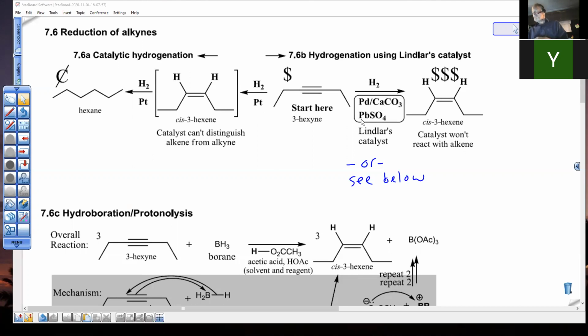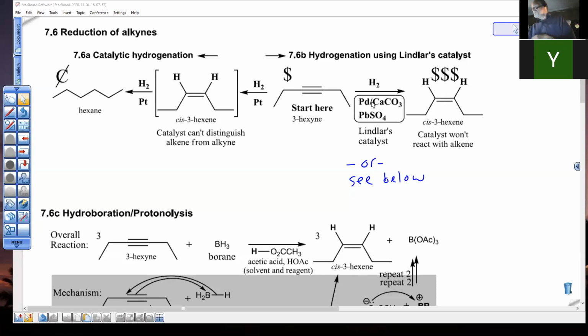and he added what's called a poison. Lead 2 sulfate is not only a poison to us, but it's a poison to this reaction, which makes it stop after the first reduction. It no longer has enough reactivity to reduce the cis-alkene to the alkane like we did here. So you have to learn this combination is called Lindlar's catalyst.